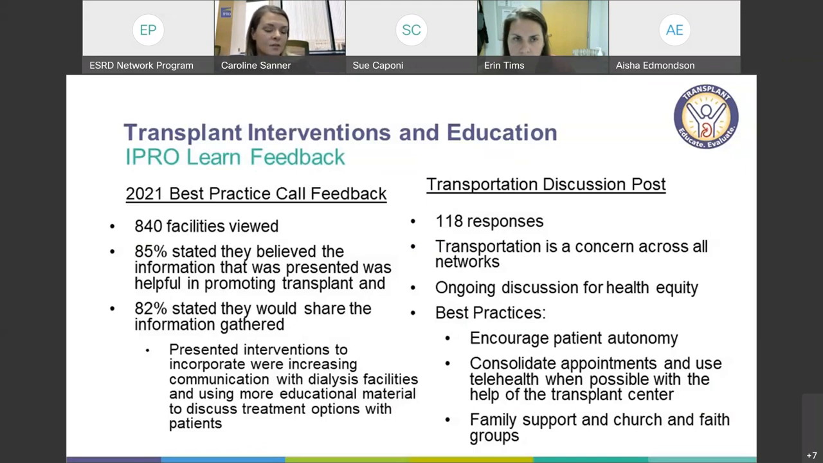85% stated that they believe the information presented was helpful in promoting transplant, and 82% stated that they would share the information gathered. The presented interventions to incorporate were increasing communication with dialysis facilities and using more educational material to discuss with patients.